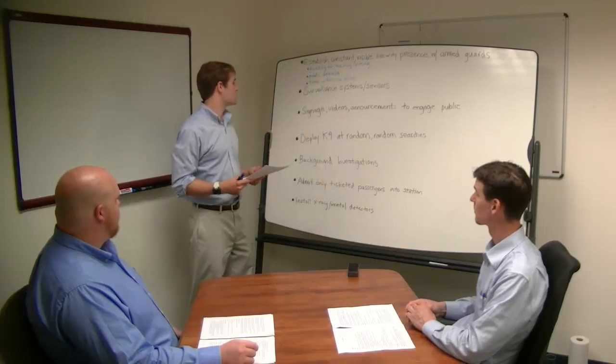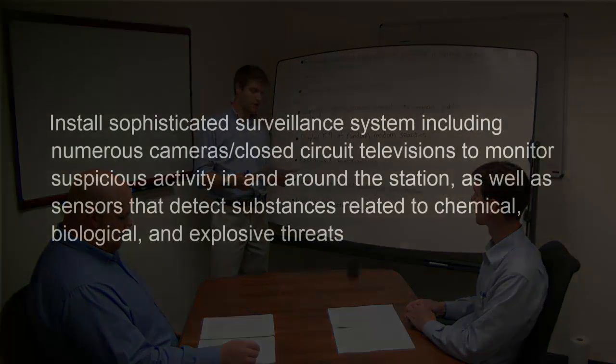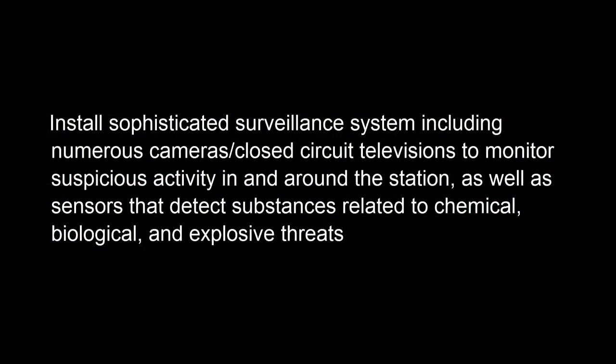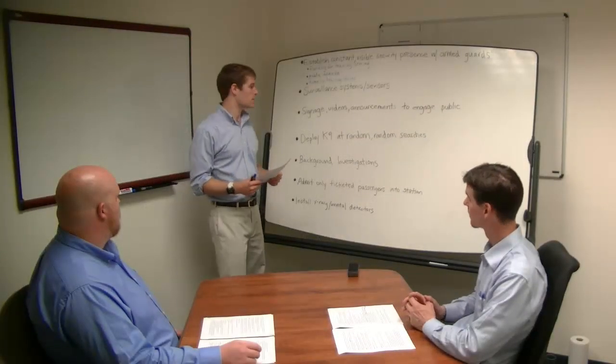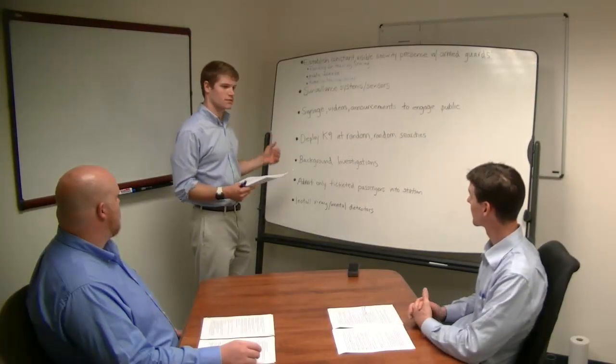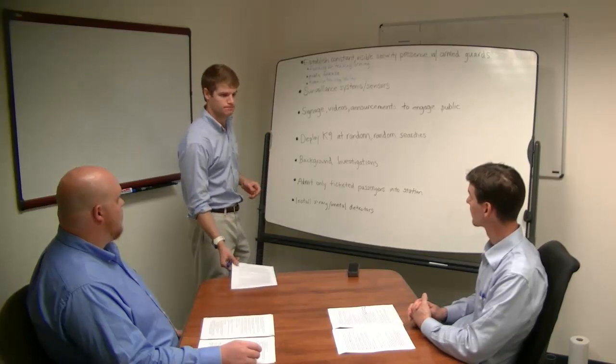So the next one we talked about was the possibility of installing sophisticated surveillance systems and equipment including cameras, closed-circuit television, that kind of thing, as well as sensors that could detect any substances that are related to chemical, biological, or explosive threats. So what are some of the negatives that you could think of for this?